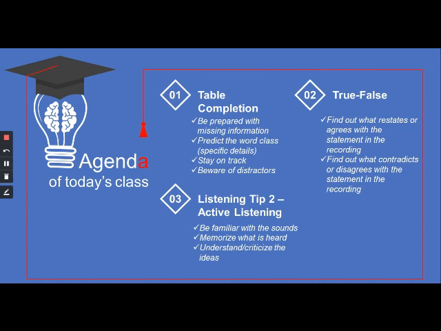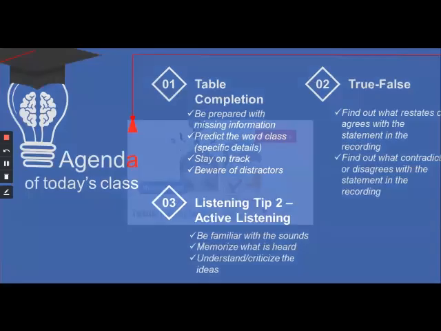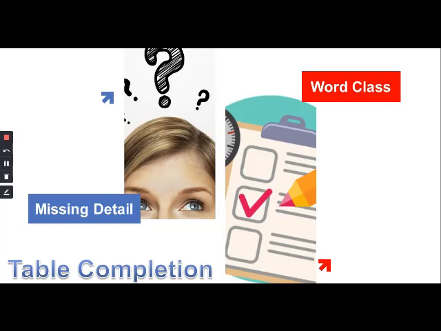Last one is the listening tip 2. This one is on the active listening. So there are a few points that I will show you later. Now let's go on with the first topic. Right. Berkaitan dengan table completion, dalam hal ini kita coba menekankan pada two main points. The first one is the missing detail.